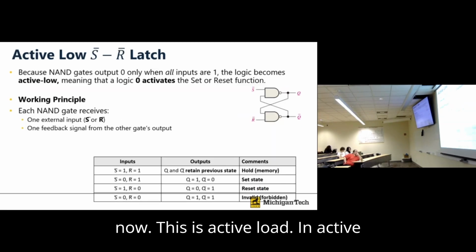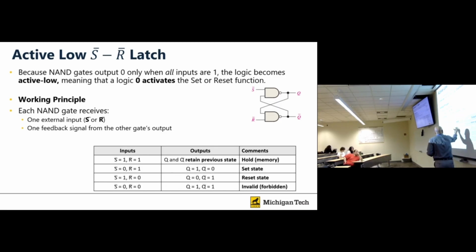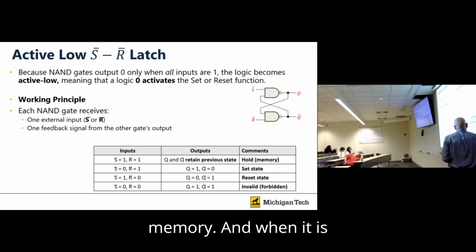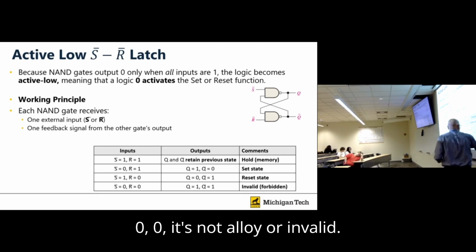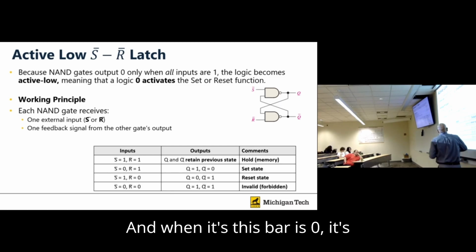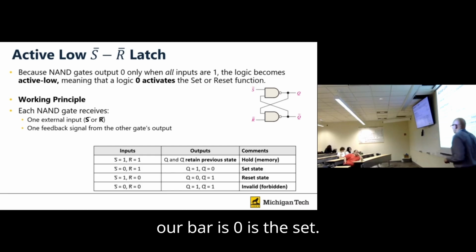This is active low. In active low, as you mentioned, when you have 1, 1, it acts as a memory. And when it is 0, 0, it's not allowed or invalid. When S bar is 0, it is set, and when R bar is 0, it is reset.